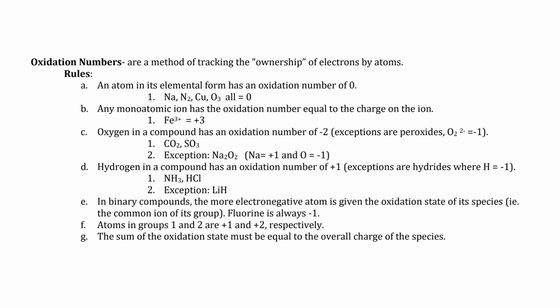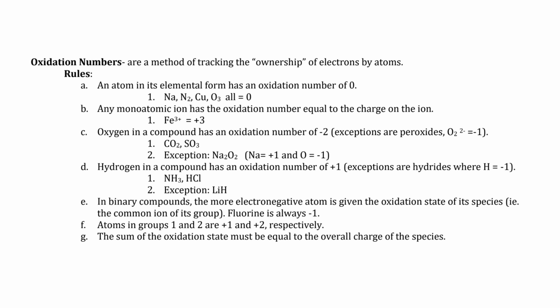Exceptions are peroxides, because peroxide is O2 2-, that's a -1 charge. Hydrogen has an oxidation number of 1+. Exceptions are hydrides, so basically when you have a metal with hydrogen coming second as the non-metal, like calcium hydride, that's where it's -1. It's usually 1+. In binary compounds, the more electronegative element is given its usual oxidation number.